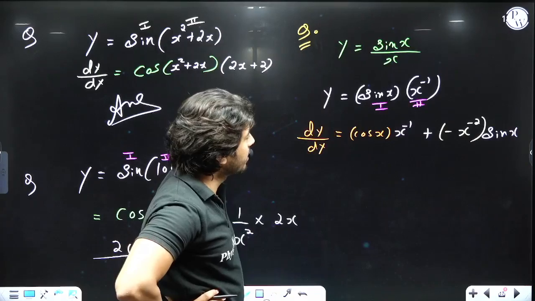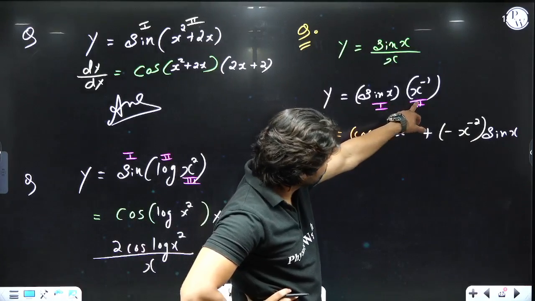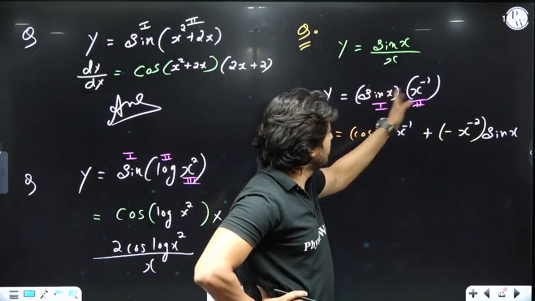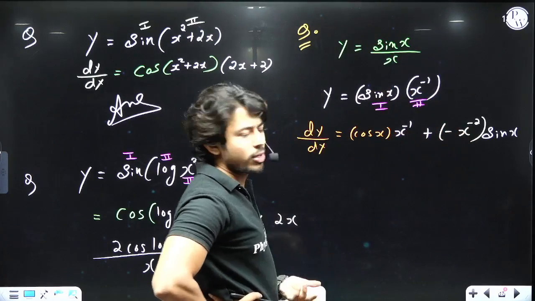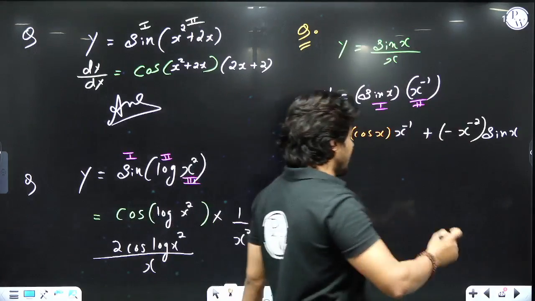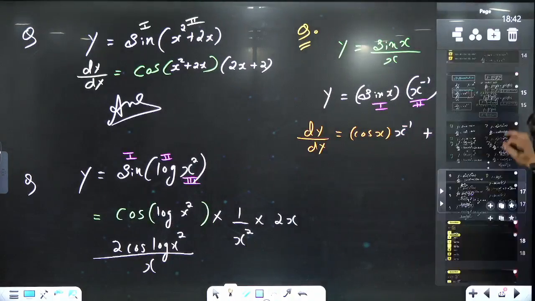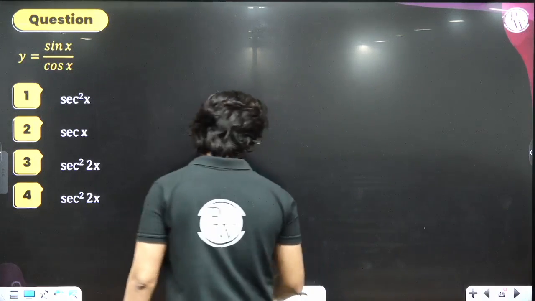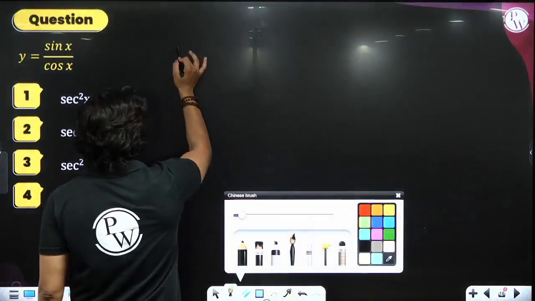Okay, what have we done? We differentiate x to the power minus 1 as minus 1 x to the power minus 2, and keep the first function as it is. Arrange this, and this is going to give you the answer. If this logic is very clear, give me the answer for this question.